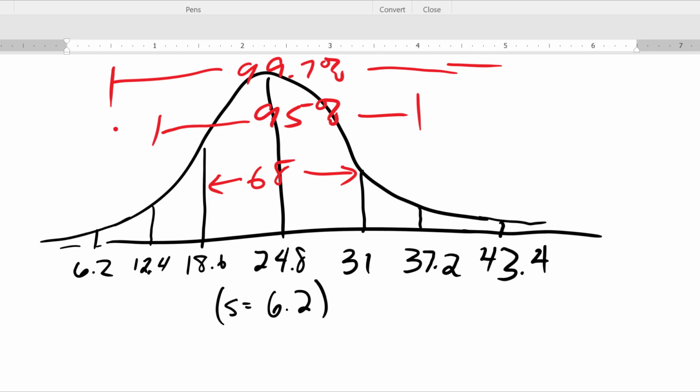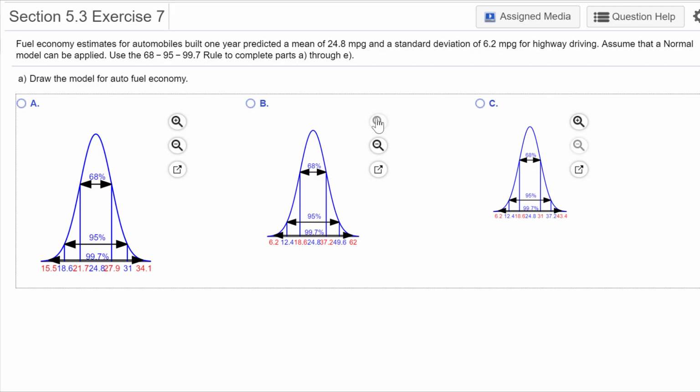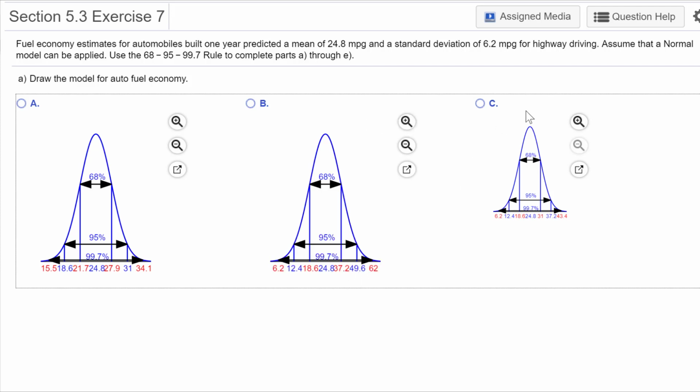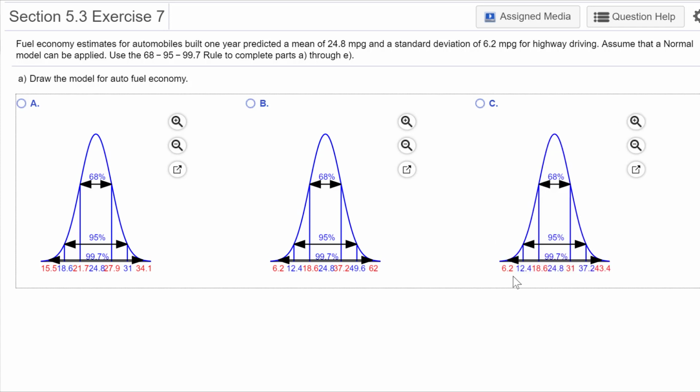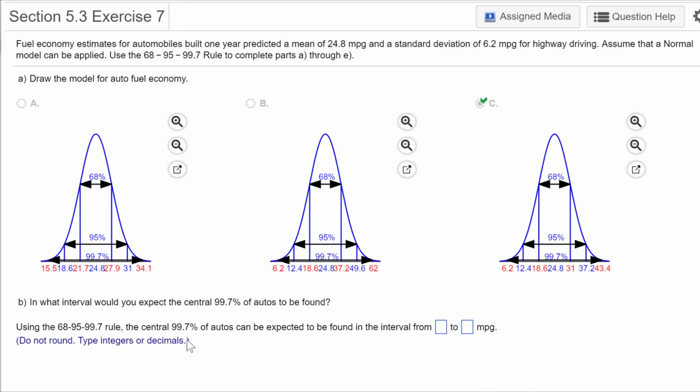Now let's see if I can find the right one to match it up with. Okay, let's see what we got here. No, not A for sure. Let me zoom in here to B. No, we did not get up to 49.6. So let's see what C looks like. Yeah, this is it, right? 6.2, 12.4, 18.6, 31. Yep, this is it. So C. And now we're just going to answer questions about that. 99.7% of the data fall within what 2 values? That's from 6.2 all the way up to 43.4.